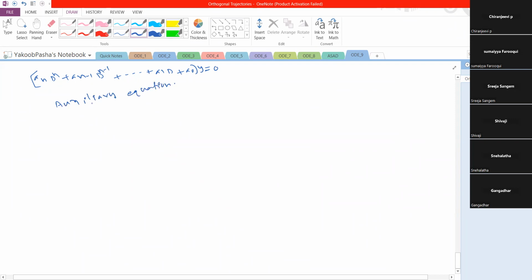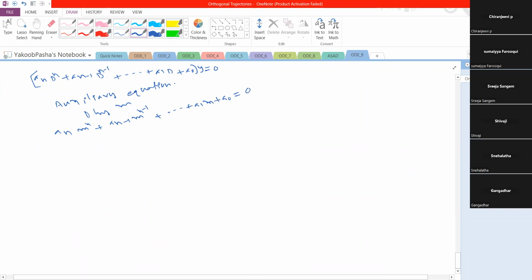After writing the auxiliary equation, we can find the roots. For the auxiliary equation, just replace d by m. So we get an equation of the form an m power n plus an minus 1 m power n minus 1 plus and so on plus a1 into m plus a naught is equal to 0. This is the auxiliary equation.